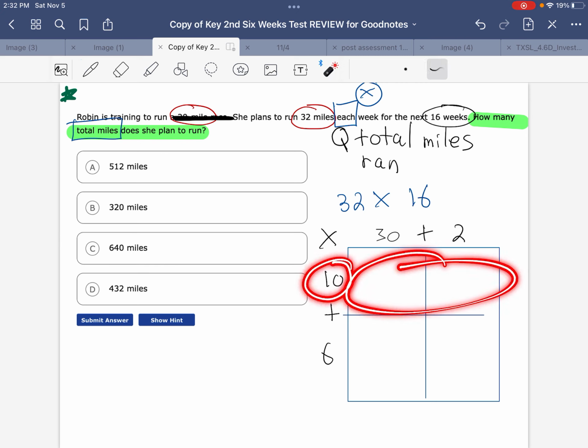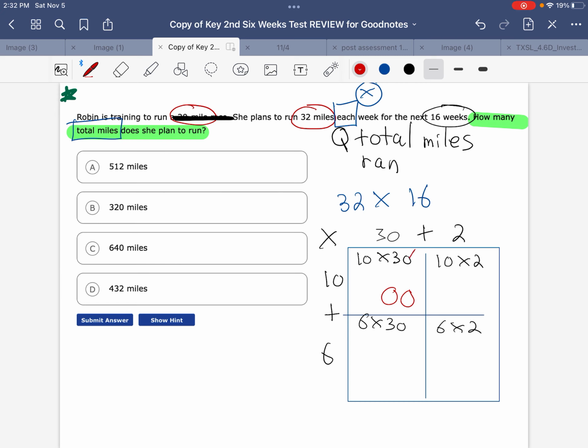Now I can multiply. Bring down my x, cross them out. 1 times 3 is 3. Bring down my egg, cross it out. 1 times 2 is 2. Bring down my egg, cross it out. 6 times 3 is 18. And 6 times 2, you can count by 2s, is 12.